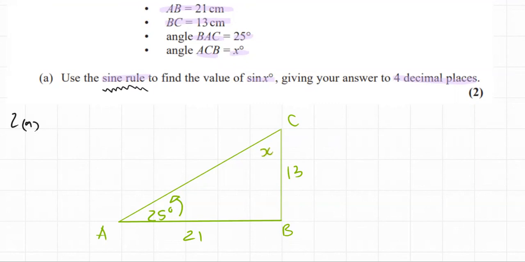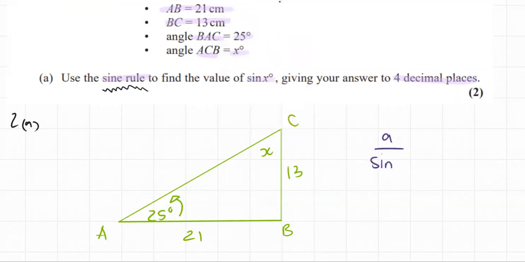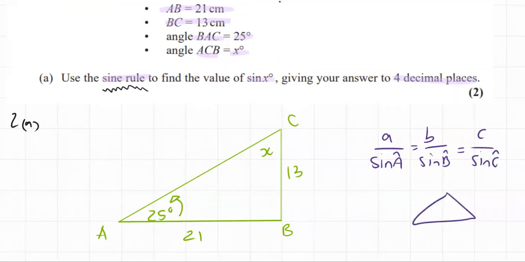So when we're looking at the sine rule, the sine rule states that a over sine A is equal to b over sine B is equal to c over sine C, in a non-90 degrees triangle where our angles are A, B, C and the small letters are the sides opposite each angle. So opposite A is a, opposite B is b, and opposite C is c. So that's the sine rule.